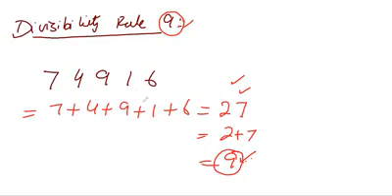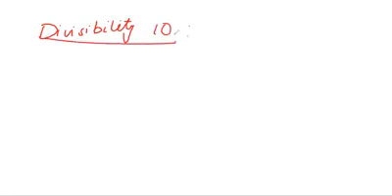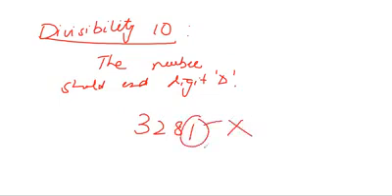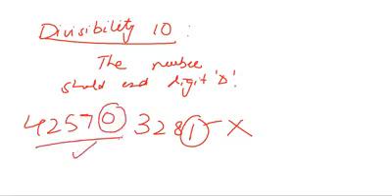The divisibility rule for 10 is very easy. Everyone knows the rule, and that is the number should end with the digit 0. So if we have a number 3281, because there is no 0 at the end, this is not divisible by 10. If we have any big number and it has 0 at the end, then the whole number is divisible by 10. Okay.